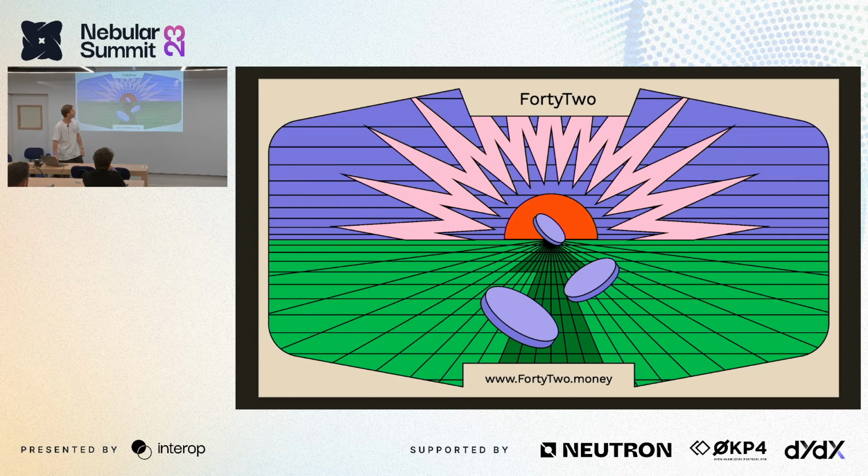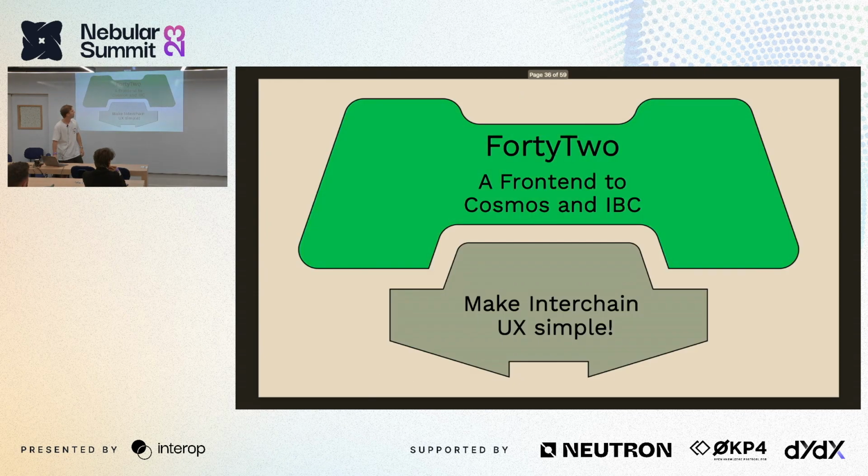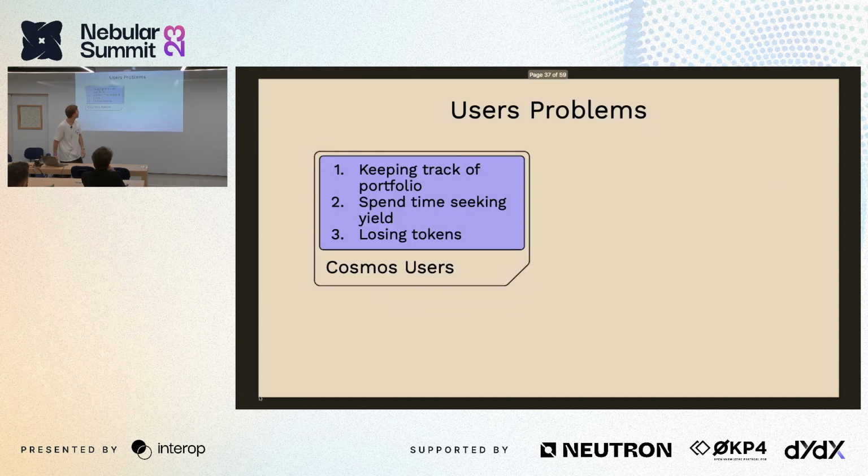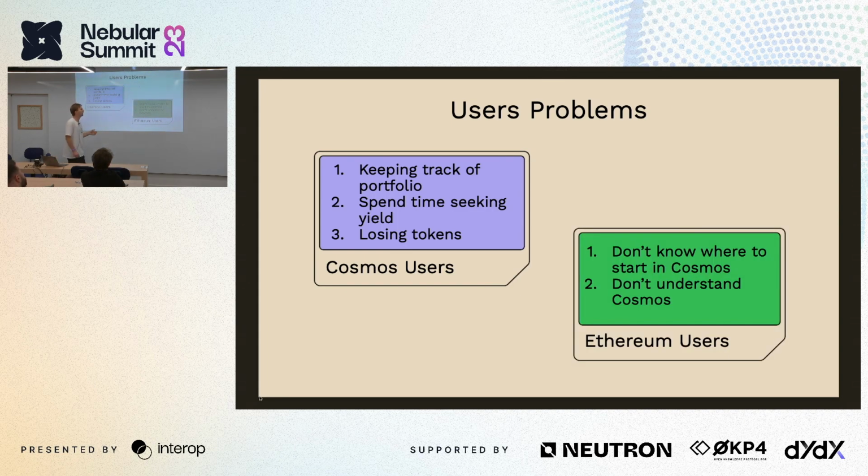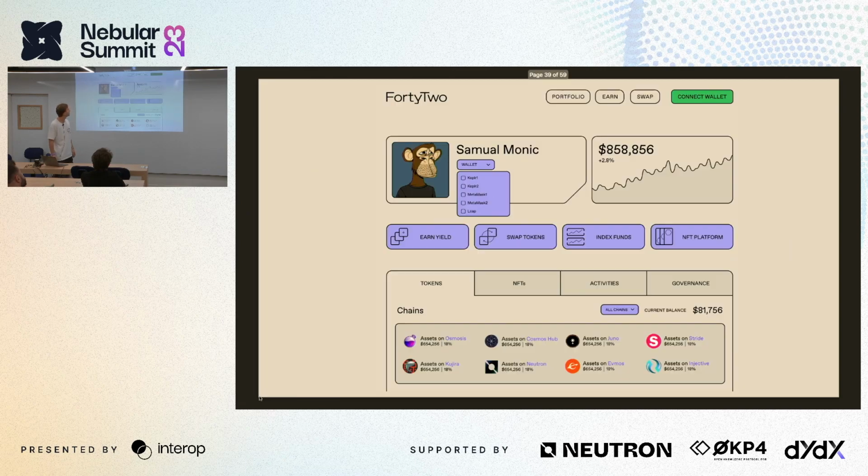So I'm going to tell you a little bit about 42 to end this off. Really, we're building a front end to Cosmos and the IBC, and we want to make Interchain UX as simple as possible. We've spoken with dozens of Cosmos users. Cosmos users have 3 main problems: they lose track of their portfolios, they're spending time seeking yields across the interchain, and they're losing tokens. We've also spoken with dozens of Ethereum users who know about Cosmos. They want to use Cosmos, but they don't really know where to start in the Cosmos ecosystem. So this is where 42 comes in.